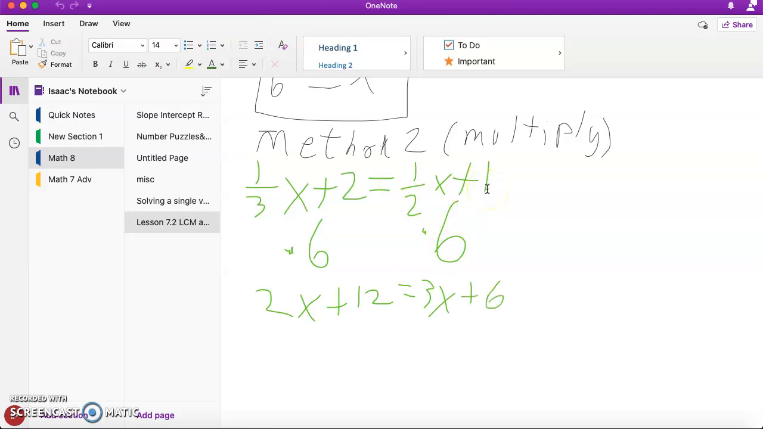And from this point on, I can treat it like a regular problem. I can just go, okay, minus 6, 2x plus 6 equals 3x, minus 2x, minus 2x, 6 equals x. Done.